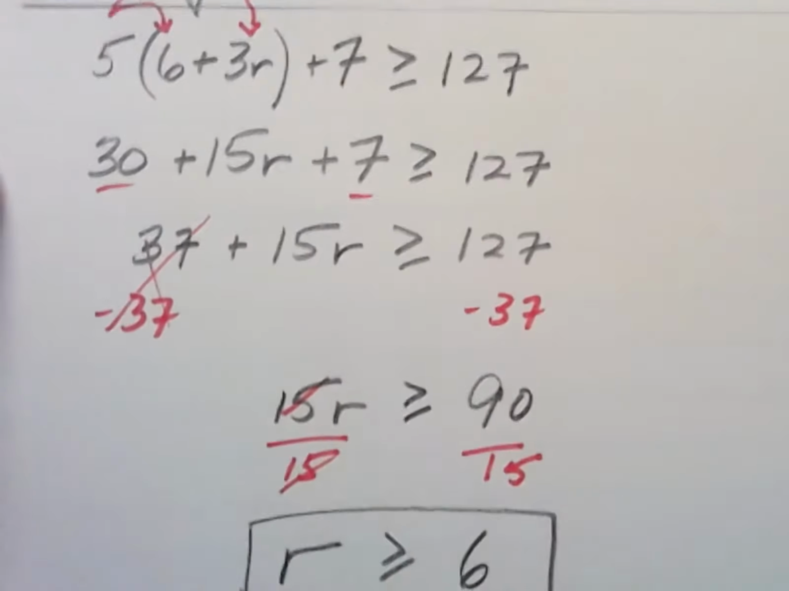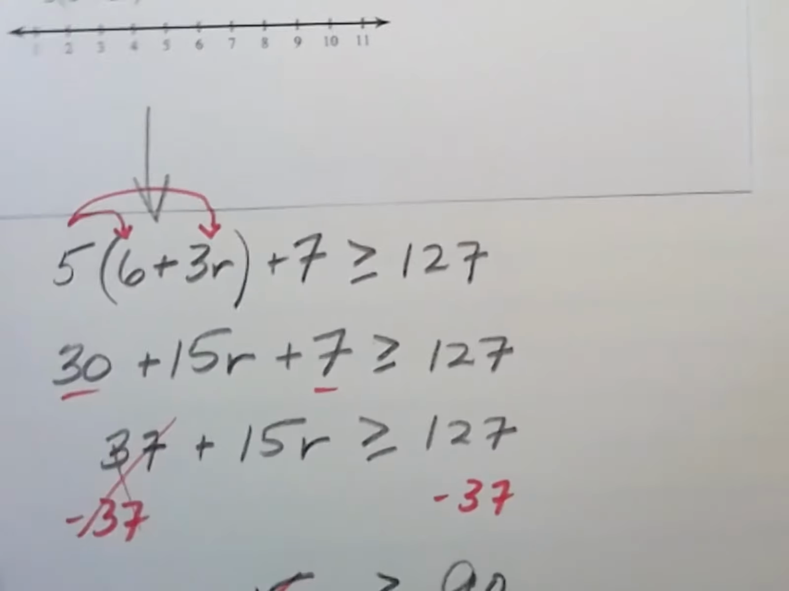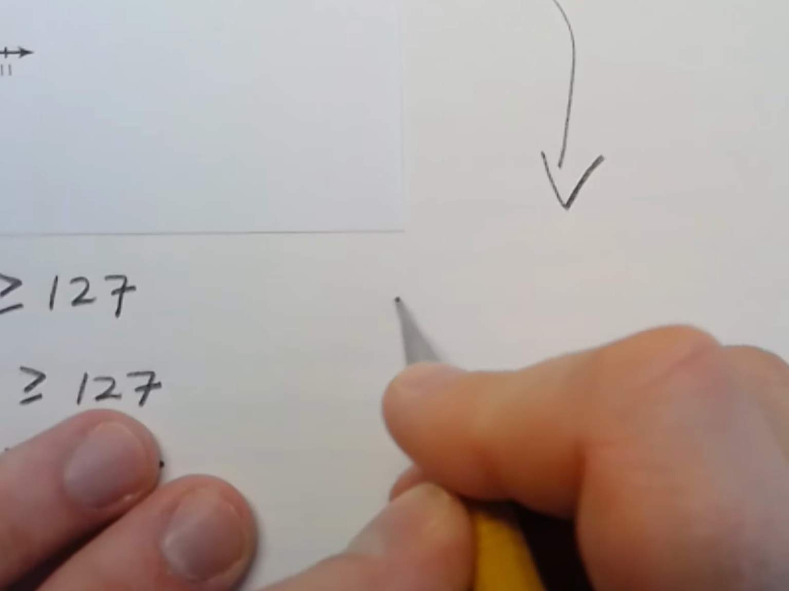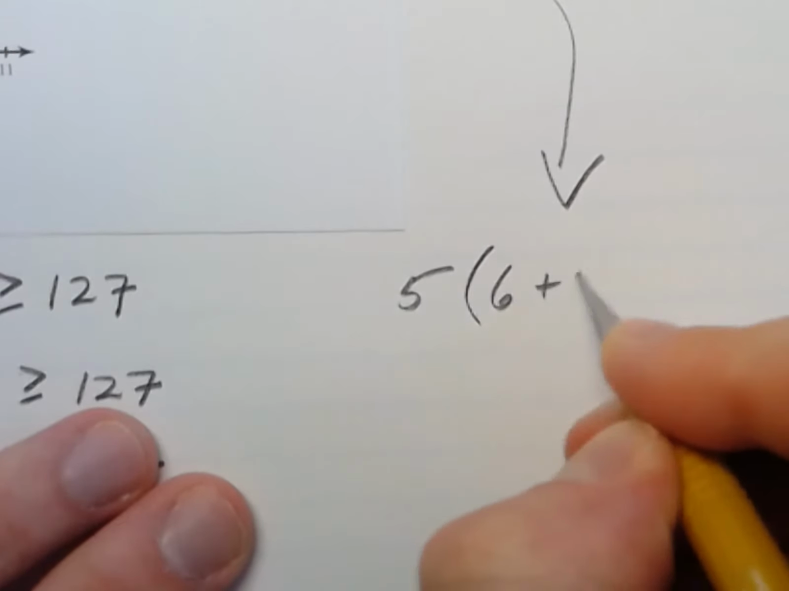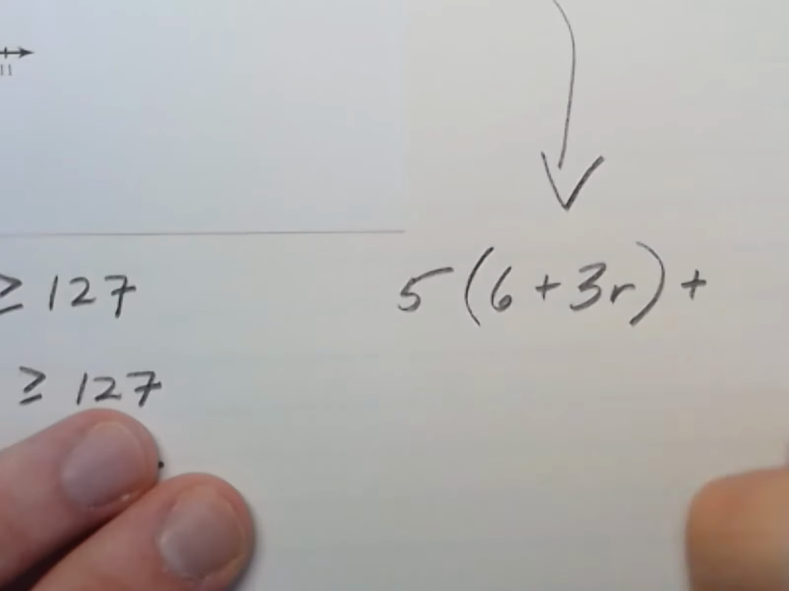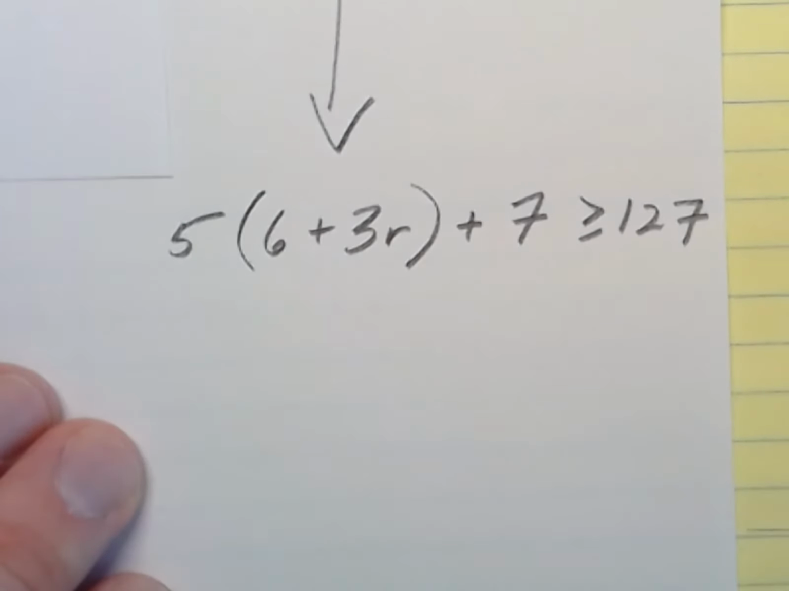So this took what? 1, 2, 3, 4 steps. I think we can do it in fewer steps if we do it this other way. So here I'm going to write down the exact same starting problem. So 5 times 6 plus 3R plus 7 is greater than or equal to 127. Whoops, sorry about that. No, so it's the same starting problem.